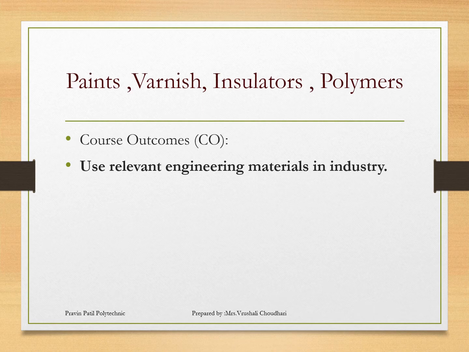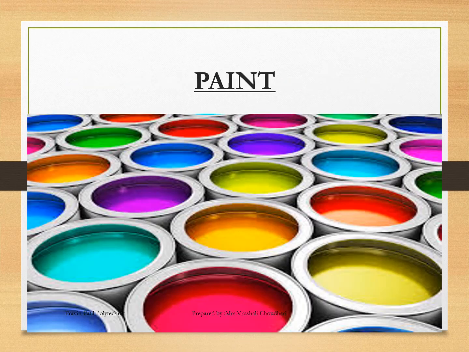The course outcome of this chapter is to use relevant engineering materials in industry. Today we are going to study paint. What is paint? Did you observe these different colors of paint solution? We are using them for automobiles, industry, and household purposes. How this paint is manufactured, what are the characteristics of the paint, what is the purpose of the paint, that we are going to learn today.